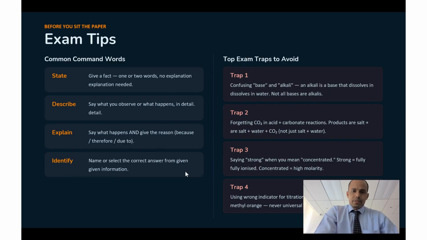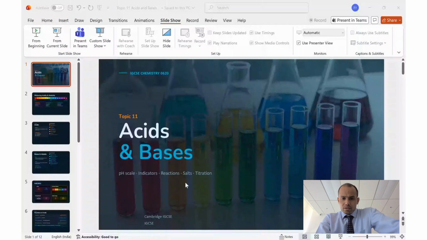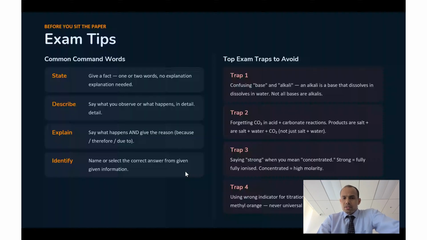Exam tips. The first one is alkali, which dissolves in water. All alkalis are bases, but not all bases are alkalis, because those bases which dissolve in water we call alkalis. Trap 2: whenever there is a reaction between a metal carbonate and an acid, there is production of carbon dioxide, not just salt and water.